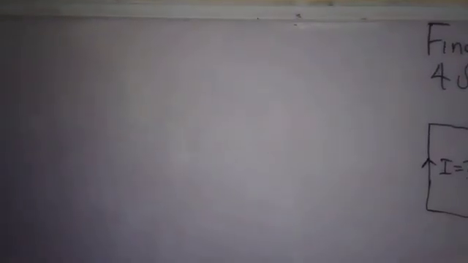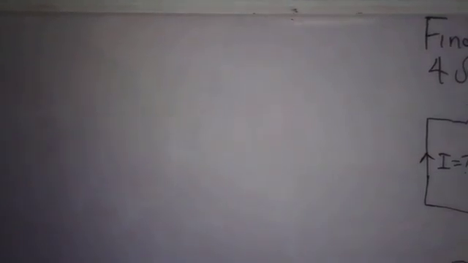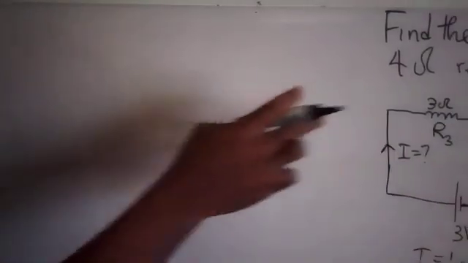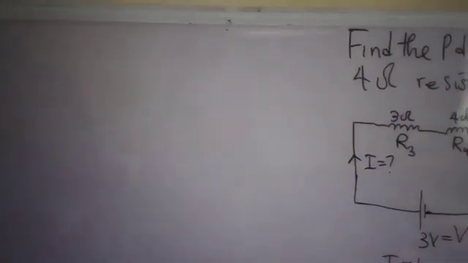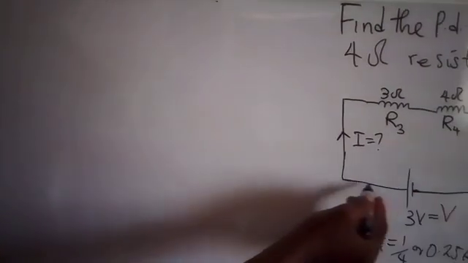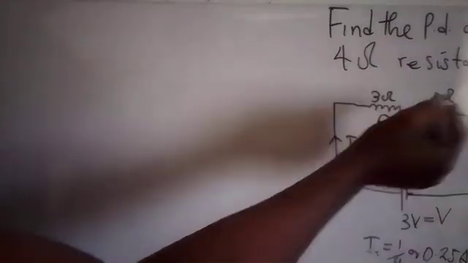Now we have total voltage, total current, total resistance. There's something we need to figure out. When resistances are in series, there's only one path, one electric or wire path for current to pass.